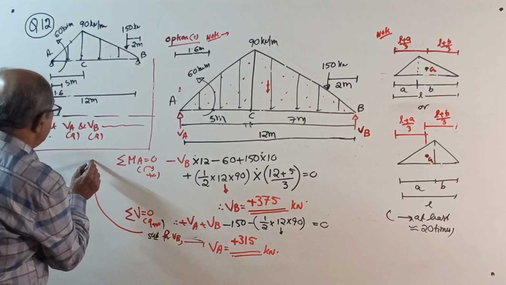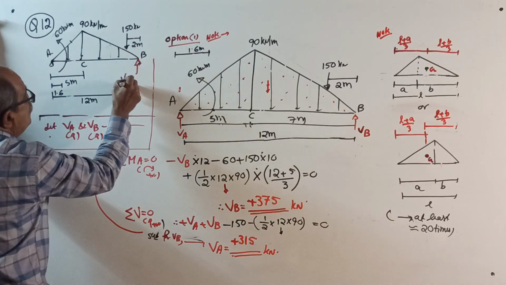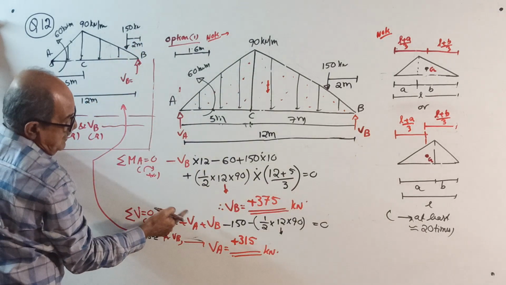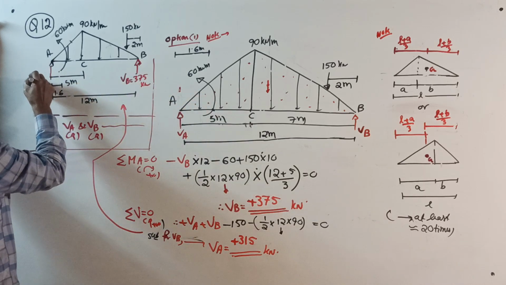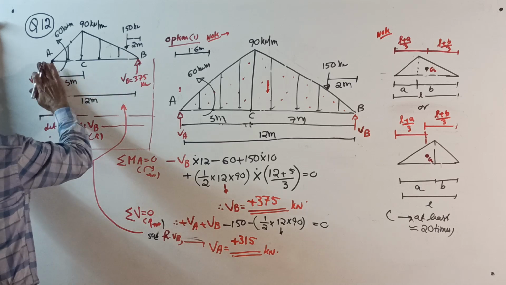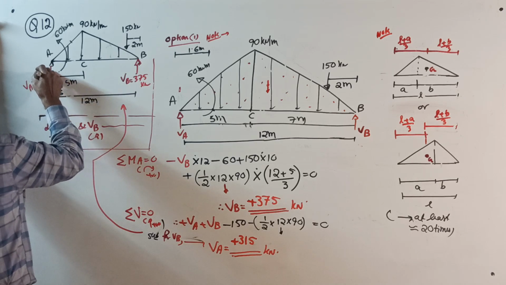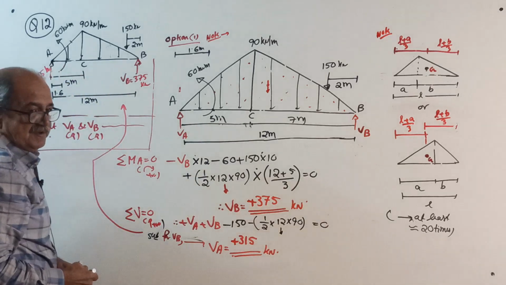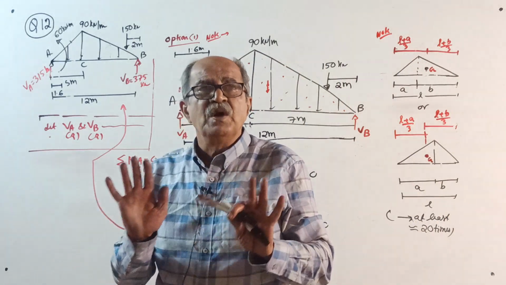Then immediately come back here and write one more sketch, and write that the reactions are VB equal to 375 kilonewton and VA equal to 315 kilonewton. Enter the reaction. 315, not visible properly, okay, I'll make it properly visible. VA equal to 315 kilonewton. Inside camera. The complete solution is over.